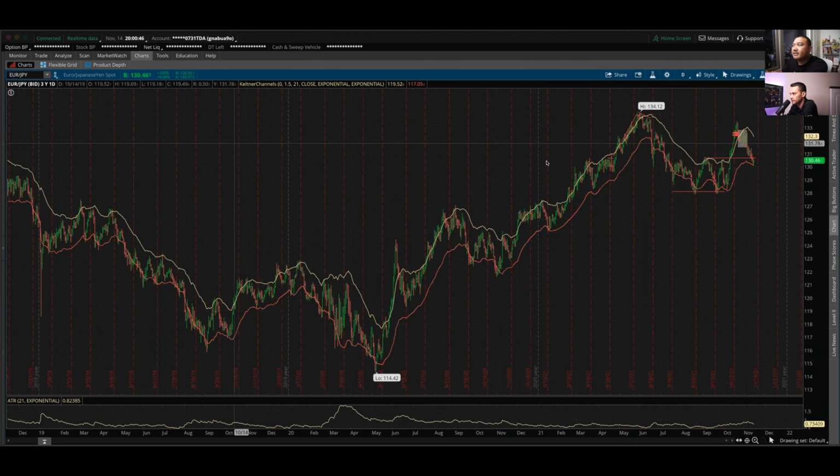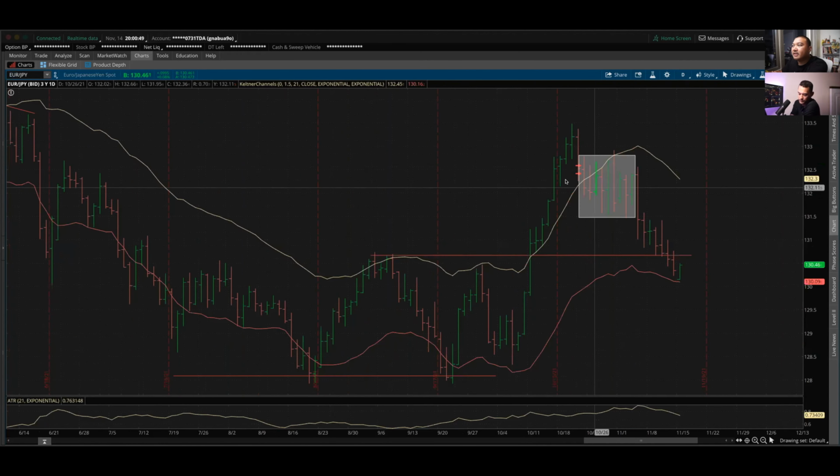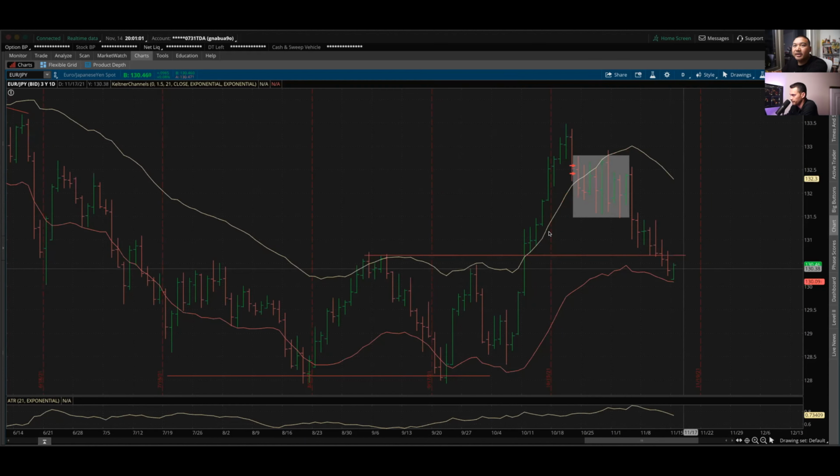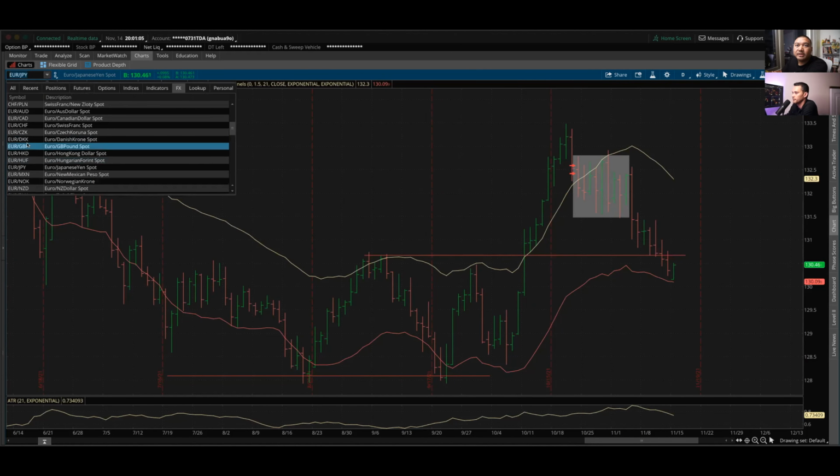Euro yen, same here. It was consolidating at the end of October, and then price just continued to move down. Right now it gapped down lower, now it traded back up. I'm anticipating this momentum to continue, go short.